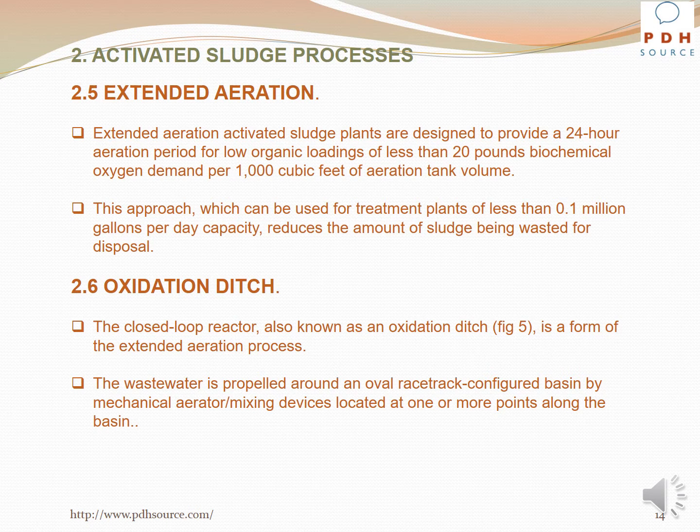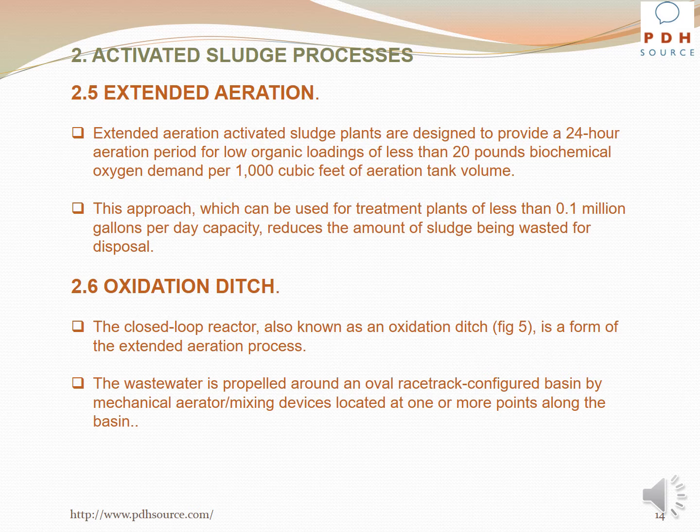With extended aeration systems, extended aeration activated sludge plants are designed to provide a 24-hour aeration period for low organic loadings of less than 20 pounds biochemical oxygen demand per 1,000 cubic feet of aeration tank volume. This approach, which can be used for treatment plants of less than 0.1 million gallons per day capacity, reduces the amount of sludge being wasted for disposal.